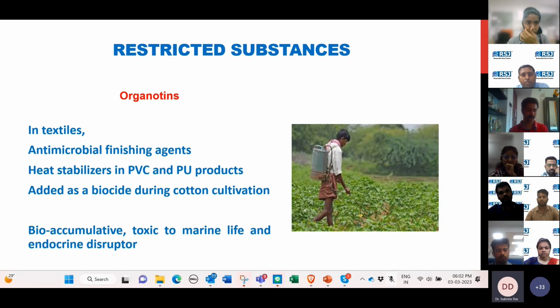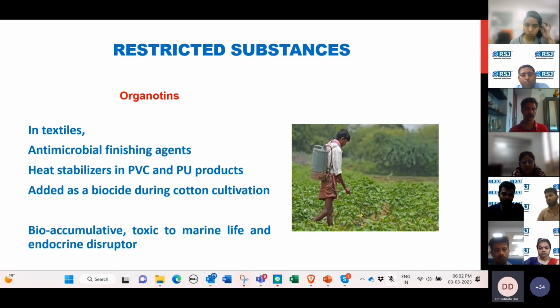Now, what are those organotin compounds? In textiles, especially, organotin compounds are used in many areas. It is an antimicrobial finishing agent, a heat stabilizer in PVC and PU, and a biocide during cotton cultivation. Now, what are the harmful aspects of it? It is bioaccumulative, toxic to marine life, and an endocrine disruptor.